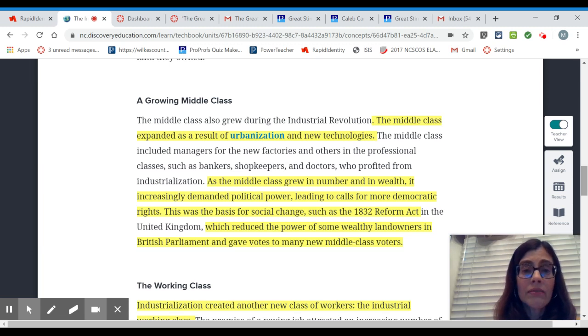They realized that they had some powers, demanded powers, and they wanted more democratic rights. So in 1832, this thing in England was passed called the Reform Act. And it reduced the power of some of those wealthy landowners by giving more power to the new middle class voters. So Parliament heard their cry for some rights and met their needs by giving them some votes.